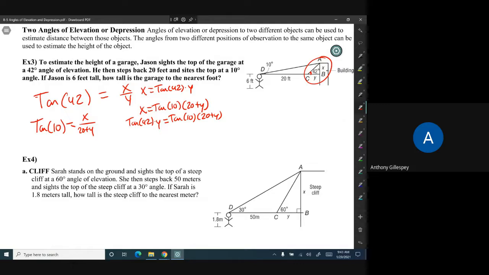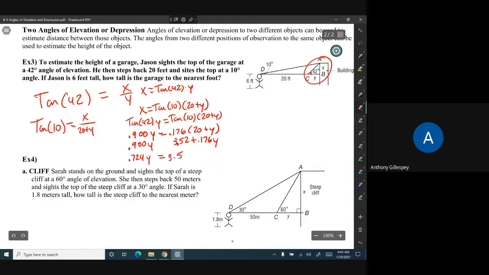I'll do 42. 0.176. All right, so this is 0.900y. And what'd you say? 0.176 of 20 plus y. I don't mind if you use a calculator on this, okay? 0.176 times 20 is 3.52. So 3.52 plus 0.176y. The more accurate you are, the more exact your answer will be, yeah? All right, so we get 0.9 minus 0.176. So we get 0.724y equals 3.52. Then what?